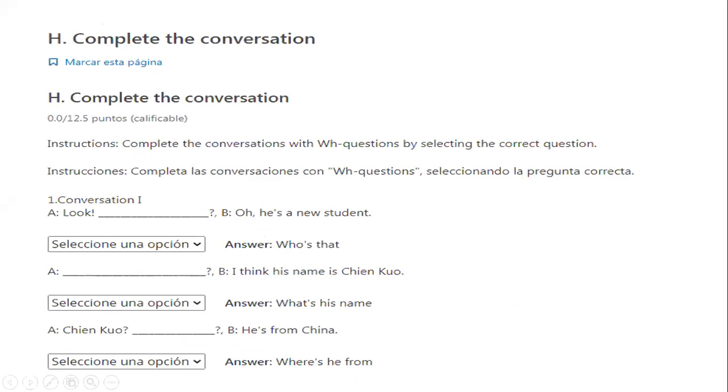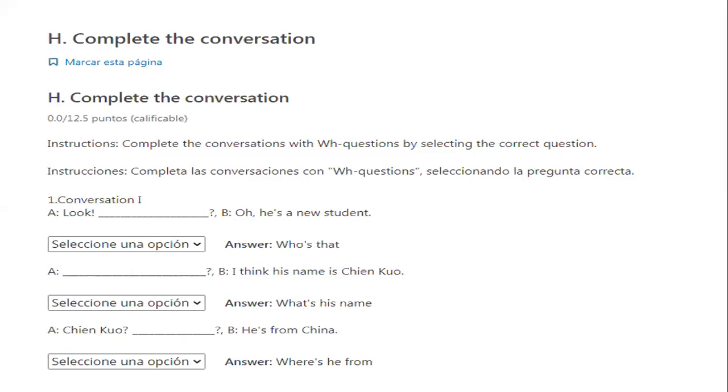Okay, letter H, complete the conversation. In this case, the instruction is to complete the conversation with a WH question by selecting the correct question. Remember that the WH questions are what, where, who, when, why, which, how, okay? What, qué; who, quién; where, dónde; why, por qué; which, cuál, cuando tenemos que escoger entre una cosa u otra. Who, quién; whose, de quién. También how, dijimos que es cómo.